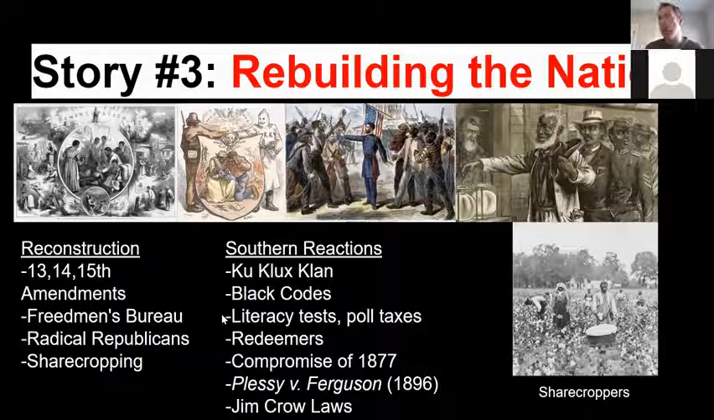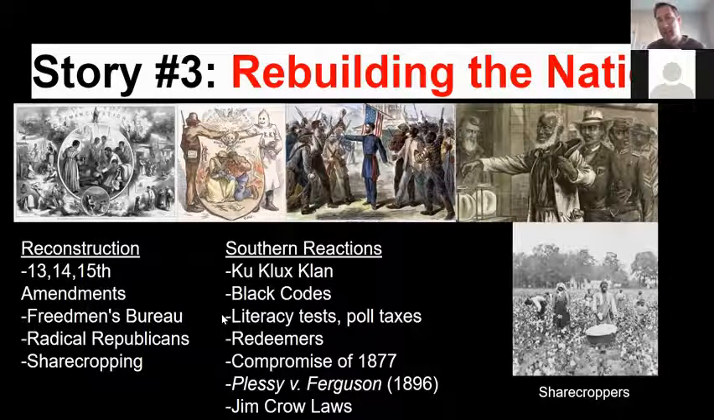Okay, so we'll talk a little bit about the rebuilding of the nation. Reconstruction is our last story. And you do need to know Reconstruction, how the United States rebuilt after the Civil War was over. Because Reconstruction really has two parallel stories. There's the successes of Reconstruction, in which the North is rebuilding the country and modernizing the South in a way that is more like where we are today.